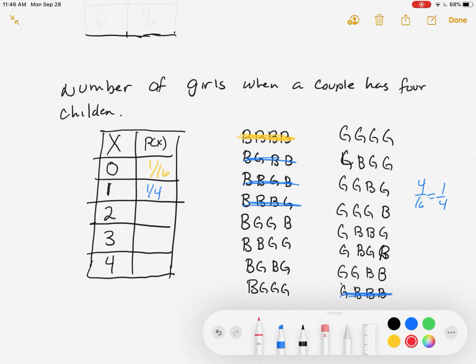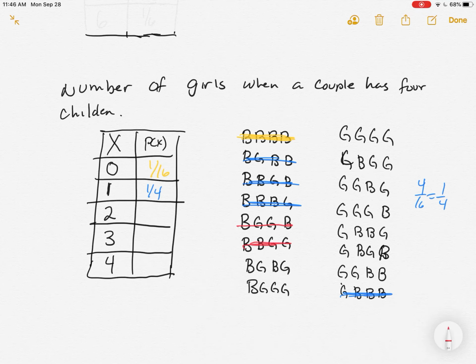2 girls. We'll cross those out in red. Here's 2 girls. Here's 2 girls. Here's 2 girls. That's 3. Here's 2 girls. Here's 2 girls. Here's 2 girls. 1, 2, 3, 4, 5, 6. That's 6 out of 16, or 3/8.